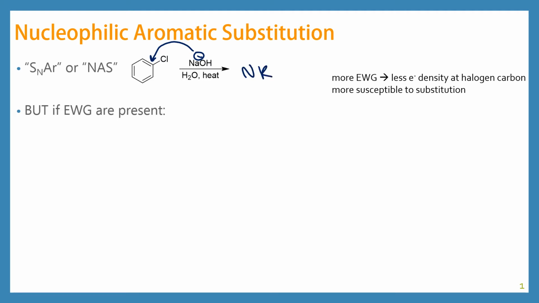The only hang-up for nucleophilic aromatic substitution is that you have to have electron withdrawing groups present on the benzene ring in order for the reaction to occur. This allows for less electron density to be present at the halogen carbon and make it more susceptible to substitution, i.e. we want to make this carbon more electrophilic, more attractive to a nucleophile.